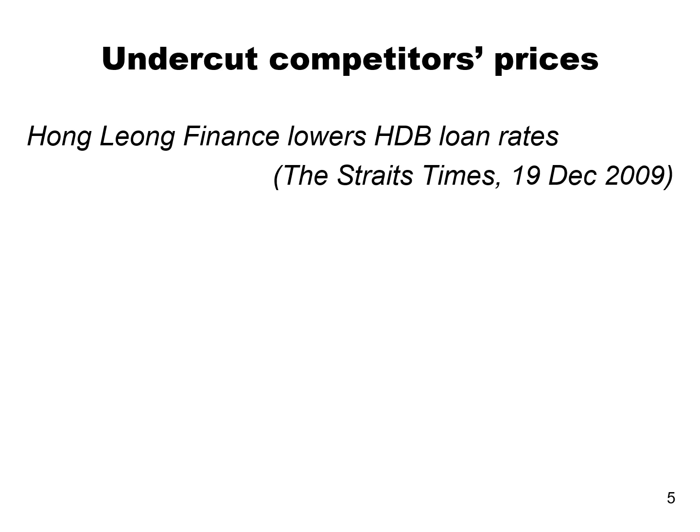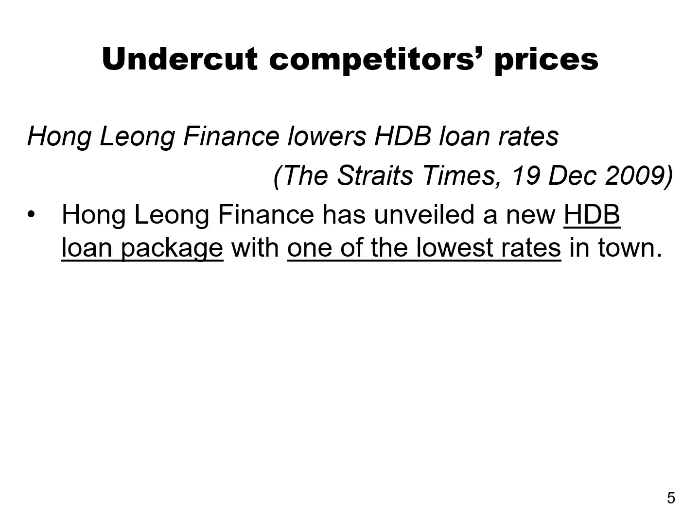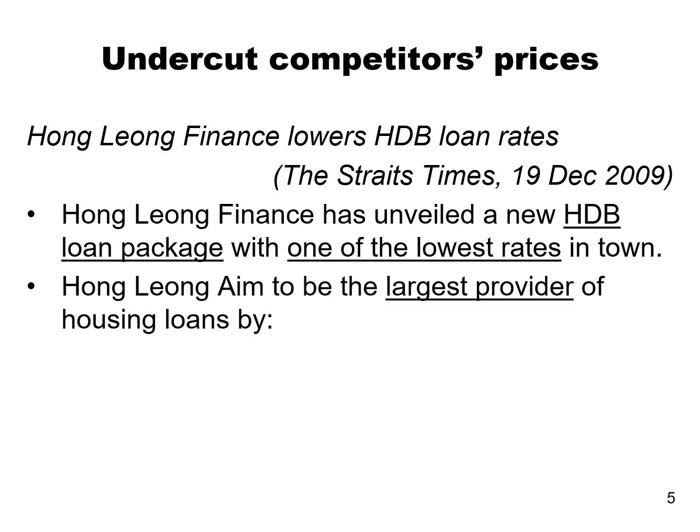Here's a good example. Undercut competitors' prices. Hong Leong Finance lowers HDB loan rates. Basically, Hong Leong Finance unveiled a HDB loan package with the lowest rates in town. It aims to be the largest provider of housing loans by undercutting competitors' prices. In fact, this is an effective strategy deployed by the banks.